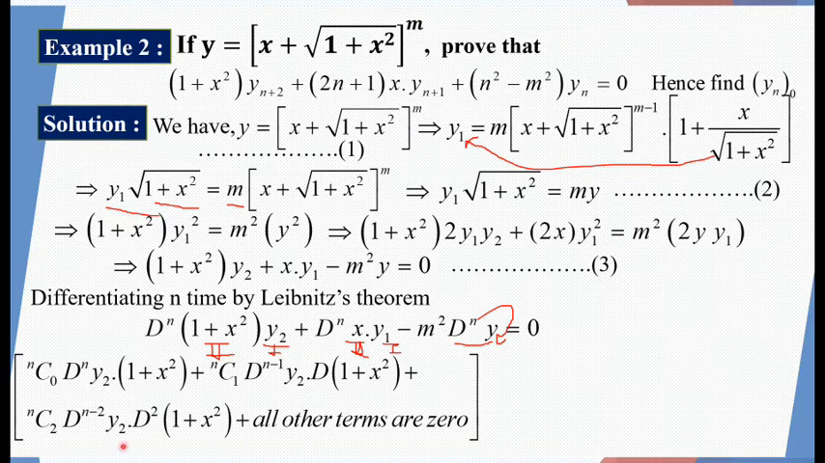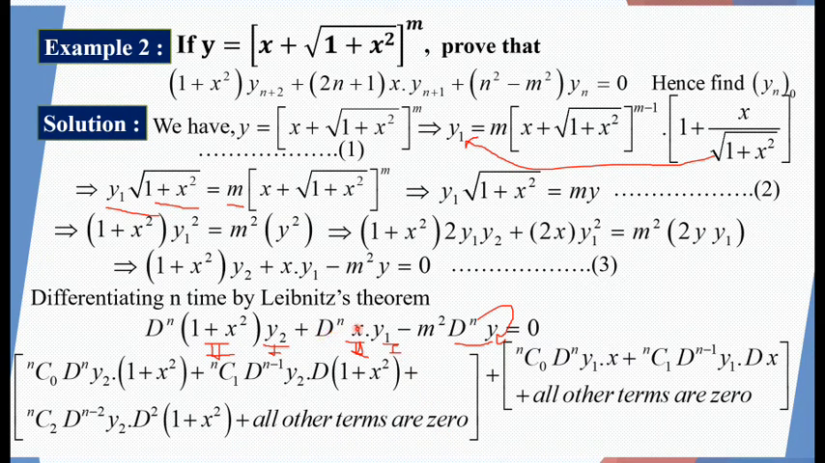So nc0, nth derivative of the first function, that is y2, into the second function, plus nc1, n minus 1th derivative of y2 plus first derivative of 1 plus x square. So it will be 2x. So again we can differentiate it. So plus nc2, n minus 2th derivative of y2 plus second derivative of 1 plus x square. So the second derivative of 1 plus x square is 2. So this is a constant. So again if we differentiate it, then the differentiation of 2 is 0. So all succeeding terms will be 0. That's why we write here.